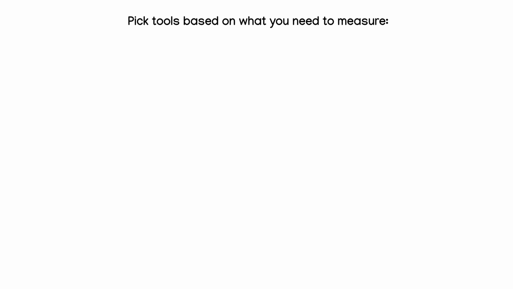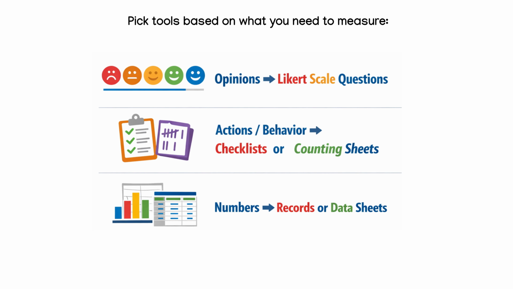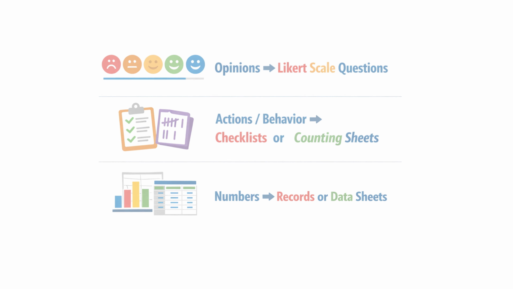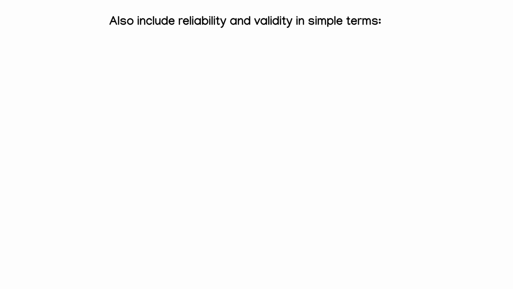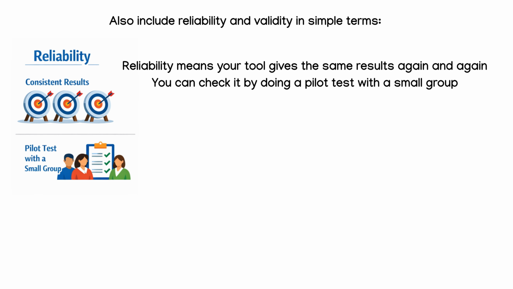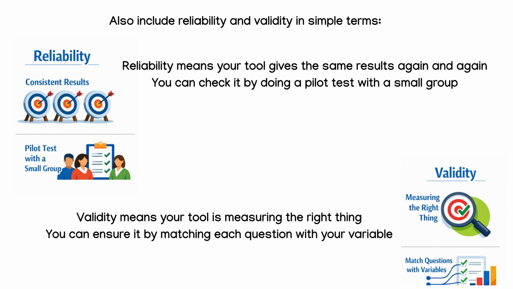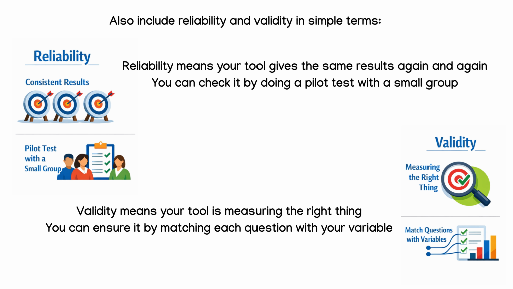Pick tools based on what you need to measure. For opinions, Likert scale questions. For actions or behavior, checklist or counting sheet. For numbers, records or data sheets. Also include reliability and validity. In simple terms, reliability means your tool gives the same results again and again. You can check it by doing a pilot test with a small group. Validity means your tool is measuring the right thing. You can ensure it by matching each question with your variable.